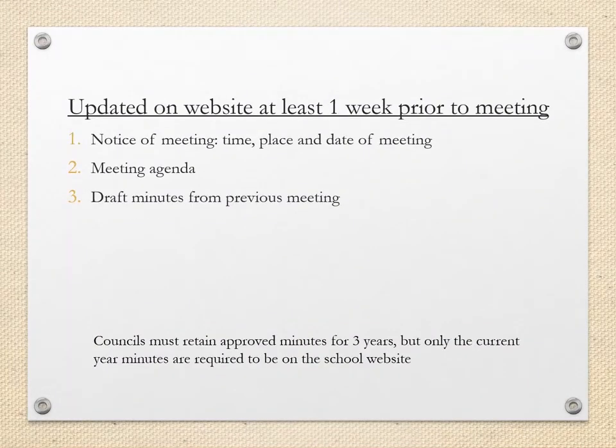One week prior to the meeting, it is required to post on the school website a notice of the meeting with the time, place, and date, a meeting agenda with action items properly identified, and the draft minutes from the previous meeting. Councils are required to retain approved minutes for 3 years, but only the current year minutes need to be on the school's website.